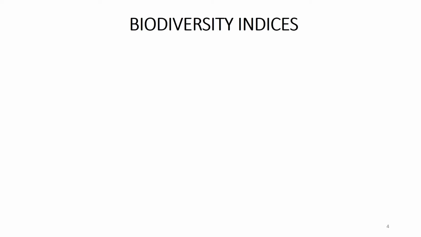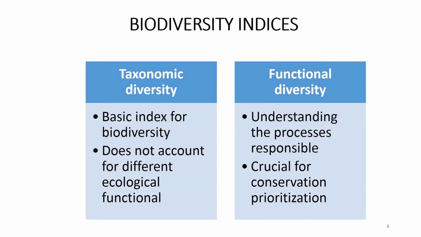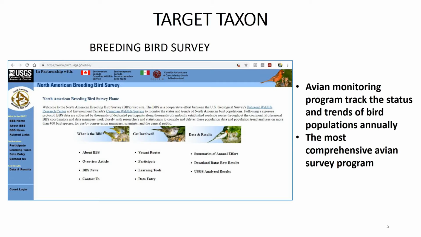To evaluate biodiversity, we use biodiversity indices, and the most common index is the taxonomic diversity, or alpha diversity. However, taxonomic diversity does not account for different ecological functions. Another index is functional diversity. This index can help us understand the process responsibility, and this information is also crucial for conservation prioritization.